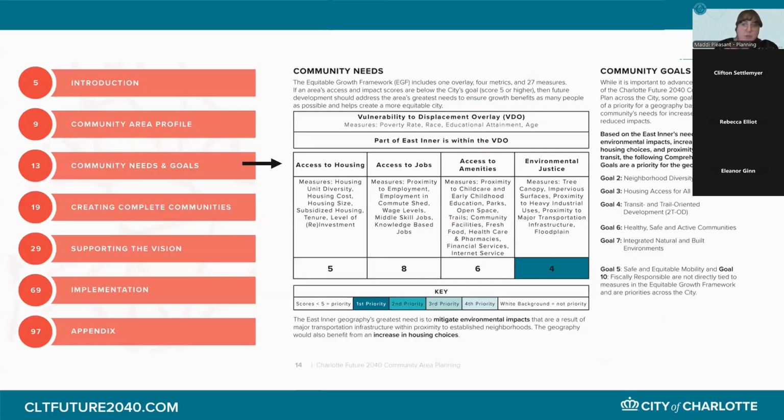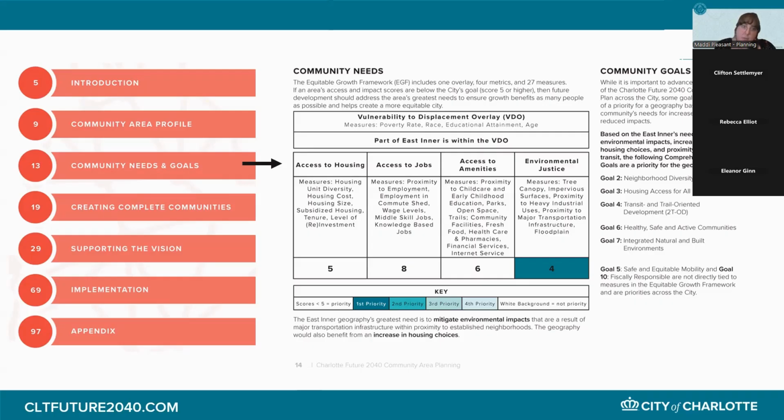So moving down to chapter three, it outlines the geography's greatest needs and prioritized goals. These needs are focused on increasing access to housing choices, job opportunities, daily goods and services, and reducing environmental impacts. The plan focuses on these four needs because they're the metrics that were identified in the comprehensive plan as paramount for ensuring future growth benefits as many people as possible.